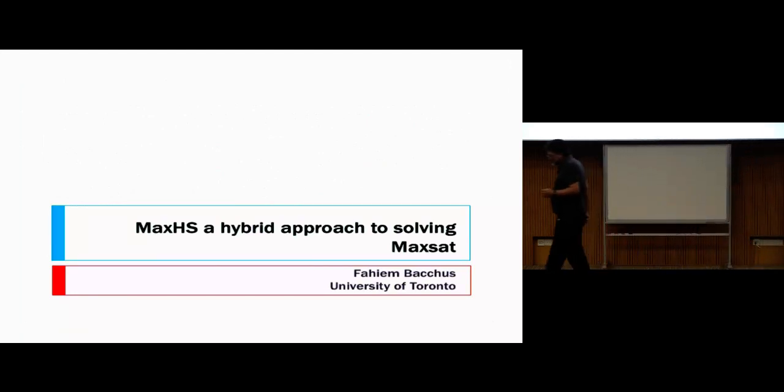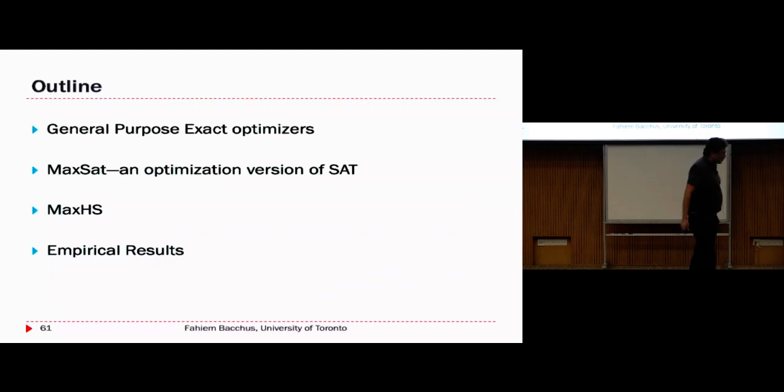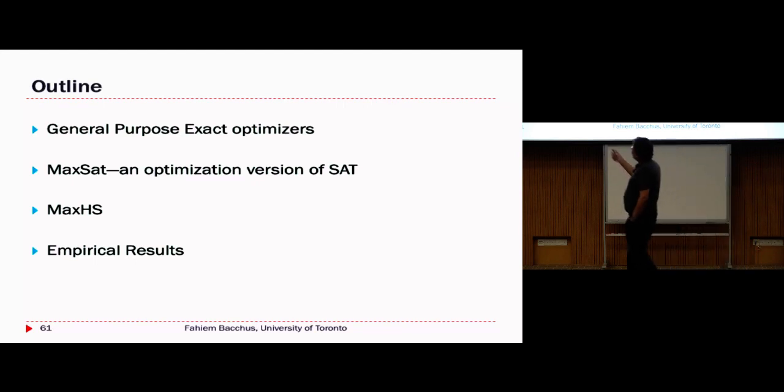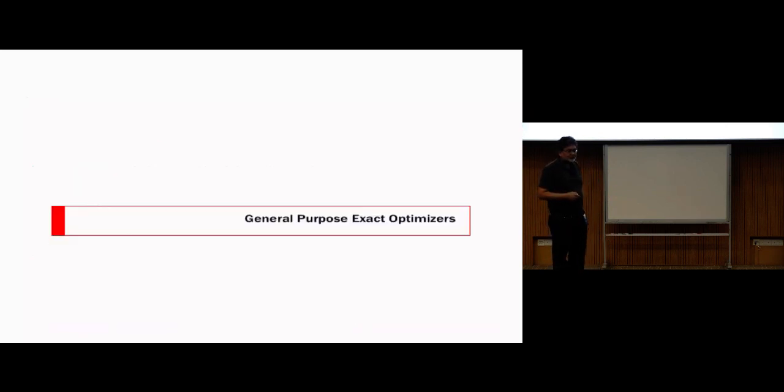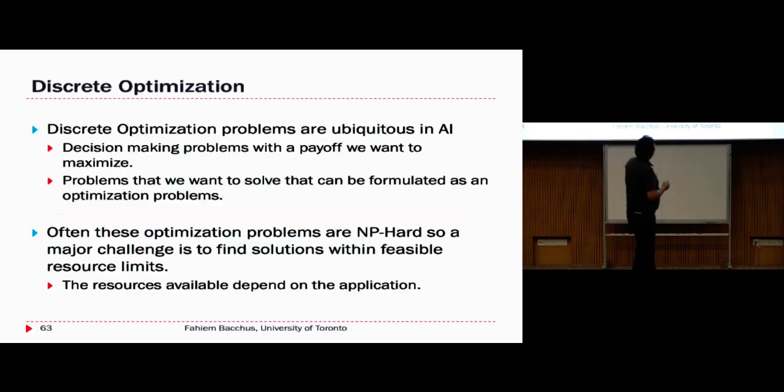Now I'm going to talk about the research part, which is this system called MaxHS, which is a hybrid approach for solving MaxSAT. The outline of this part is I'm going to talk a little bit about why you want to have exact optimization problem solvers as compared to approximate ones, and why they have to be general. And then I'm going to talk about MaxSAT, which is the optimization version of SAT, and then details about how MaxHS works, and some empirical results.